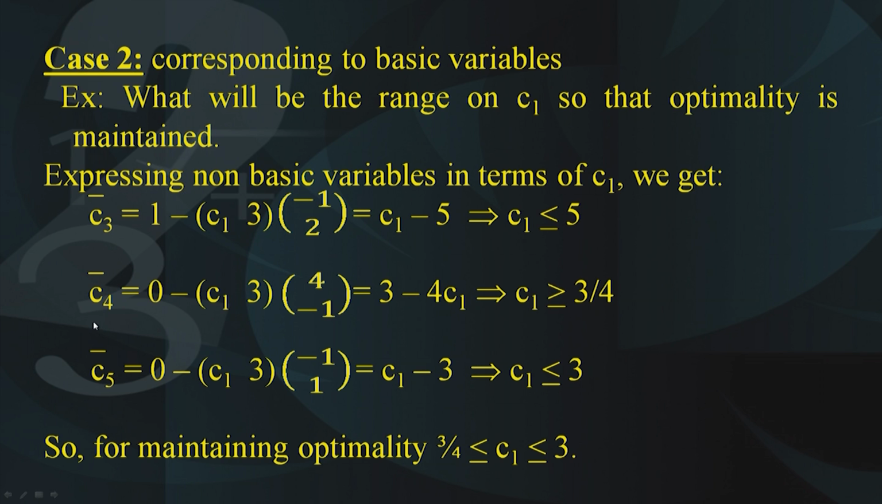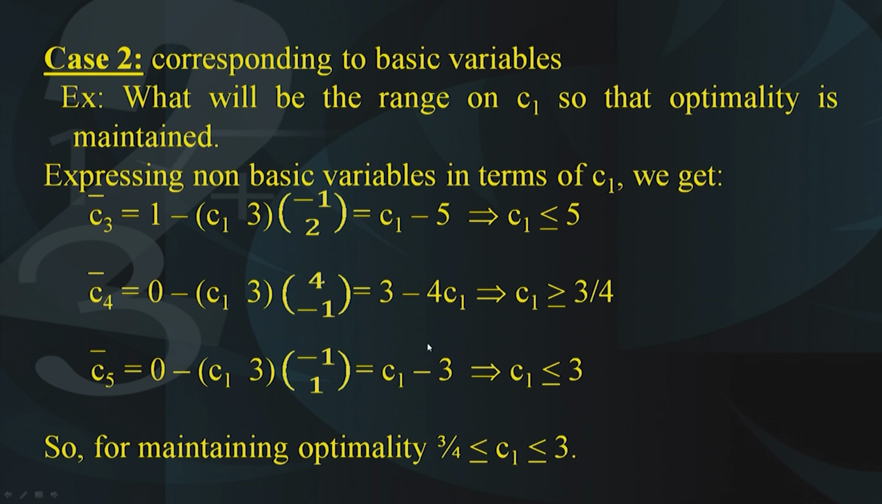Similarly, we will calculate C4 bar. What is C4 bar? It is equal to 0 minus C1 3 multiplied by 4 minus 1, and this turns out to be 3 minus 4 C1, and that means C1 is greater than or equal to 3 by 4. Next comes C5 bar. This comes out to be 0 minus C1 3 multiplied by minus 1 1, and this is equal to C1 minus 3. Now, since this has to be less than or equal to 0, this means C1 should be less than or equal to 3. Now, these are the 3 conditions that should be satisfied by C1 so that optimality is retained.